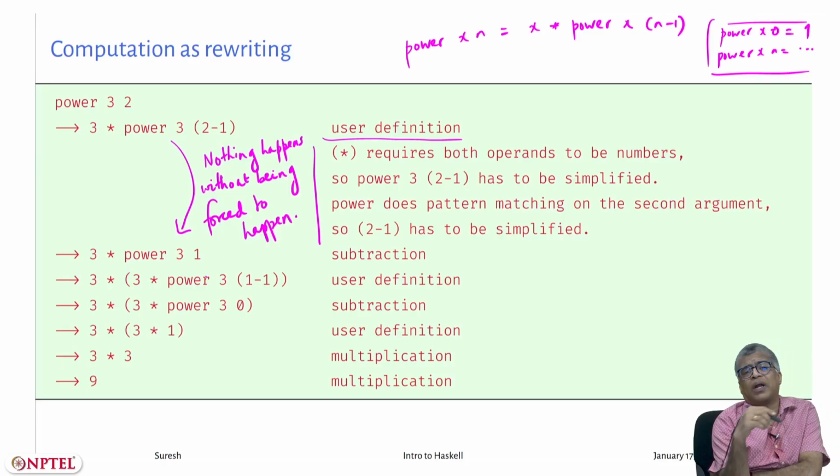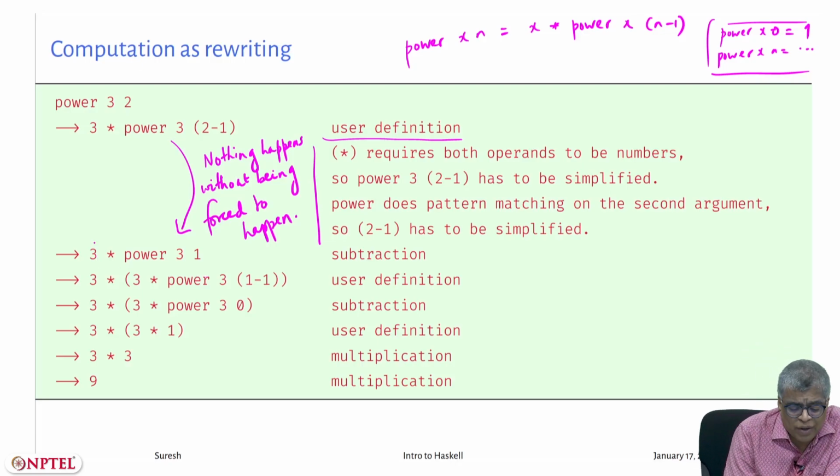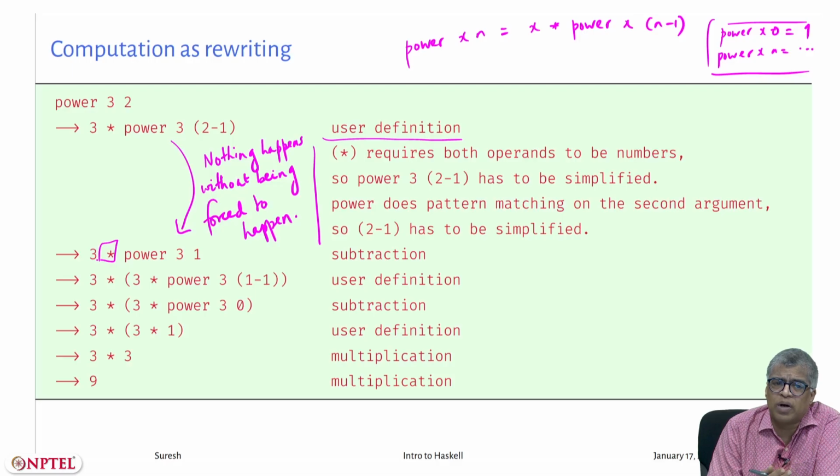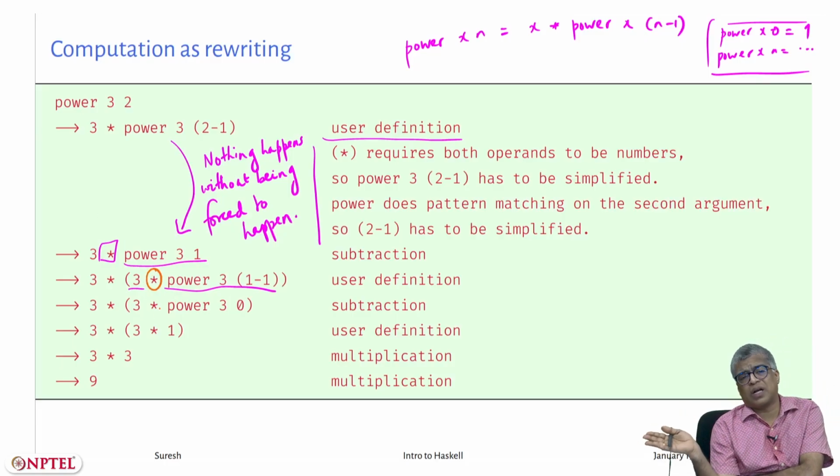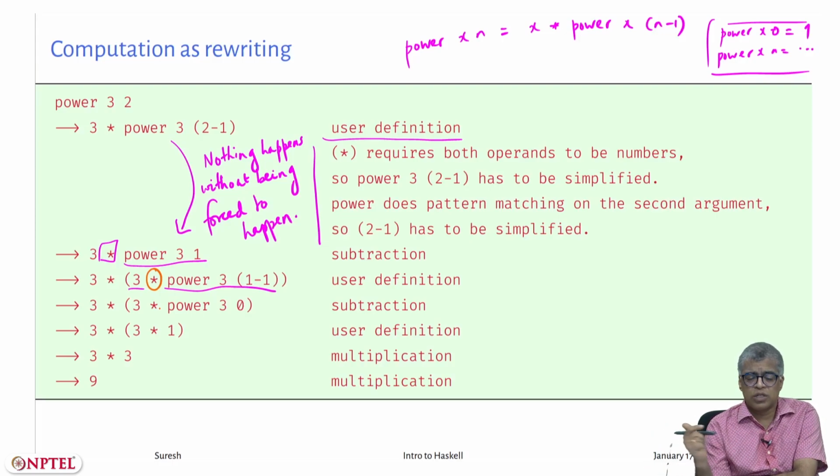At this point, you again have to apply the user definition because you have a star here and star requires both operands to be numbers, and power 3 1 is not a number. So, you have to apply the user definition to try to reduce it to a number. Once you do that, this inner power 3 1 will become 3 times power 3 1 minus 1. Once again, by the same logic, this star requires both its arguments to be numbers. So, it has to reduce the right hand side argument to a number, but for that it needs to know which rule to apply. So, 1 minus 1 will first be simplified and it becomes 0.